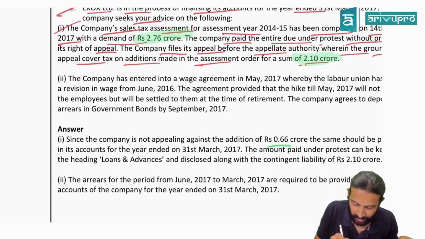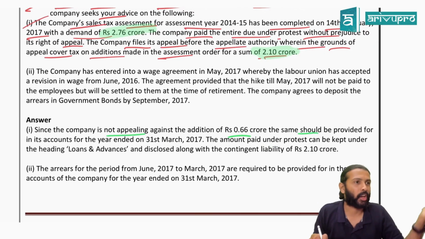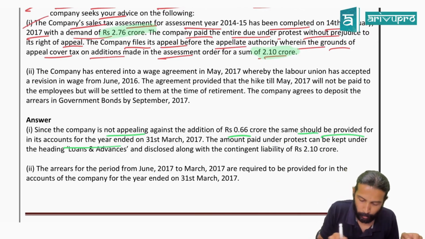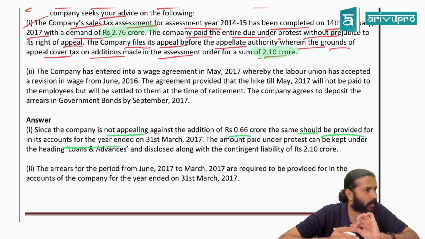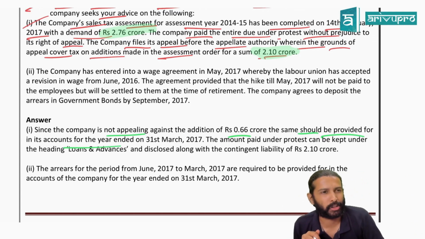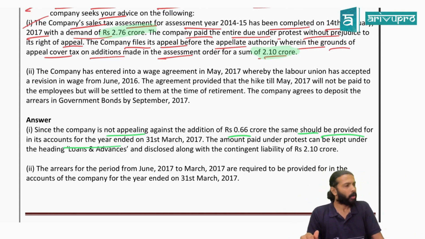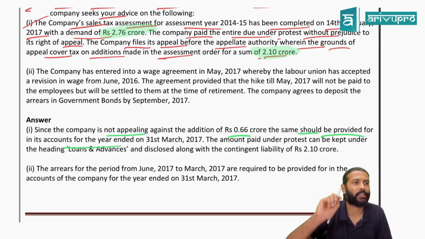So what is that, sir? The company is not appealing against an addition of 0.6 crores. If they're not appealing, it should be provided for in the accounts. Meaning you should book that entry as such. Correct? Now what is the journal entry for tax paid? First you need to make provision, no? P&L account debit to provision for tax, and then you pay: provision for tax account debit to bank. So basically account for that 0.6 crores.